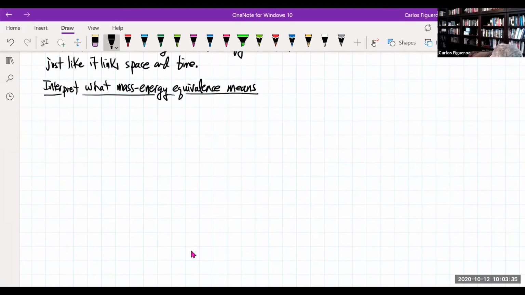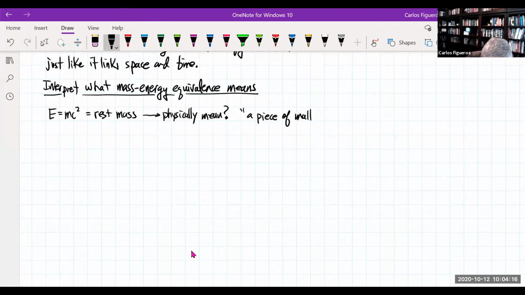So E equals mc squared, this is called the rest mass. By itself, it's meaningless. Okay? Let's be real careful, right? By itself, it's meaningless. So if I look at this and ask the question, what does this physically mean? There's a lot of expressions that people use, and I like some of these. It essentially says that a piece of matter has energy of just being, right? Or maybe I should say, it has its own energy.